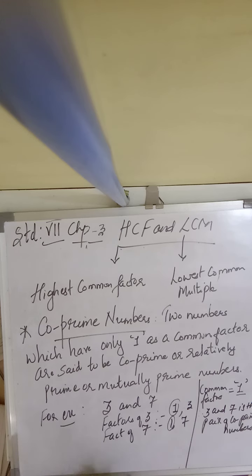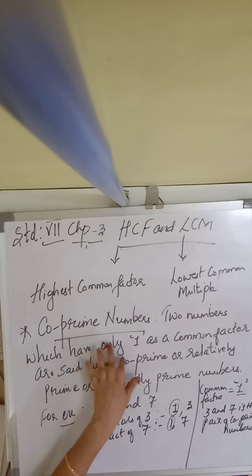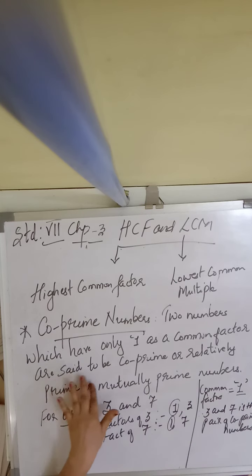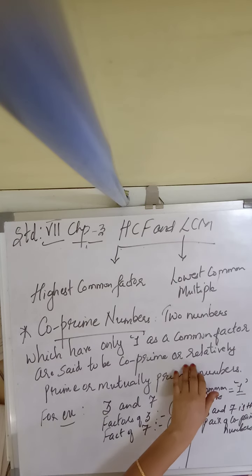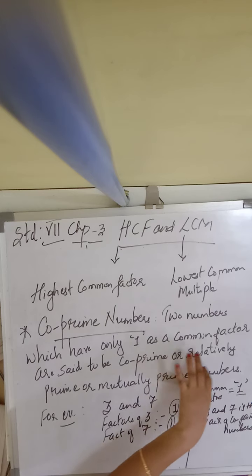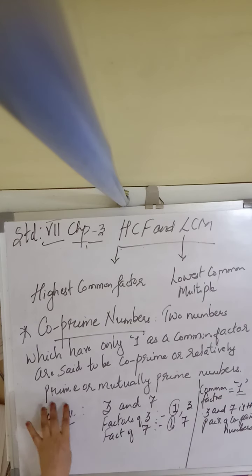Clear children? Now one more example we can go for. So copy down, what are co-prime numbers? Two numbers which have only 1 as a common factor are said to be co-prime or relatively prime or mutually prime numbers. For example, this example we have taken, just copy down. One more example I will be giving.